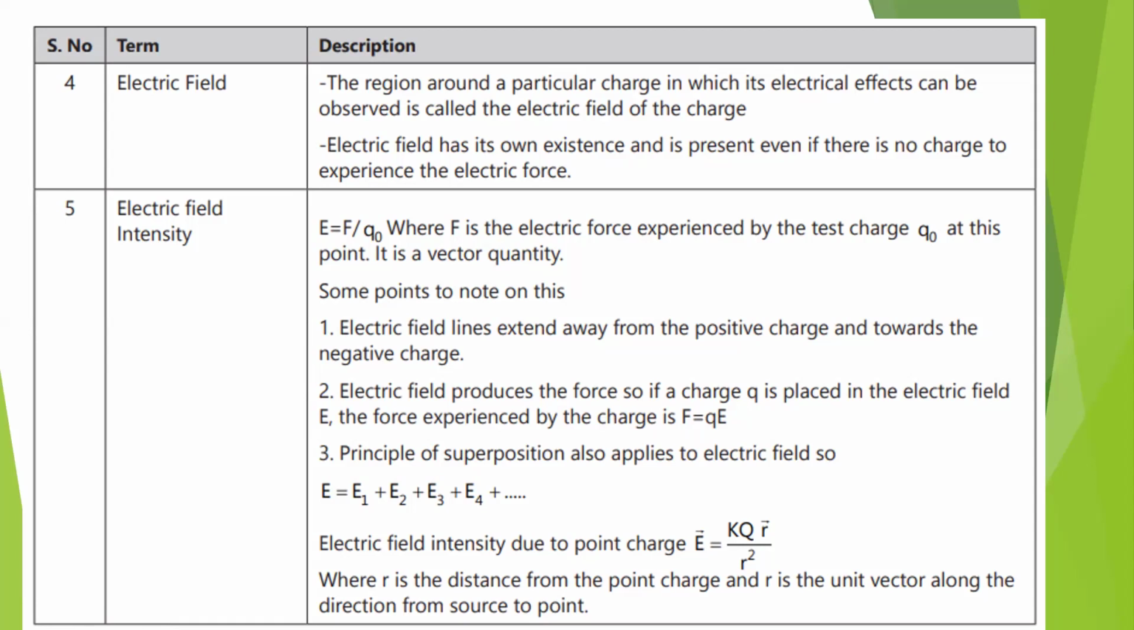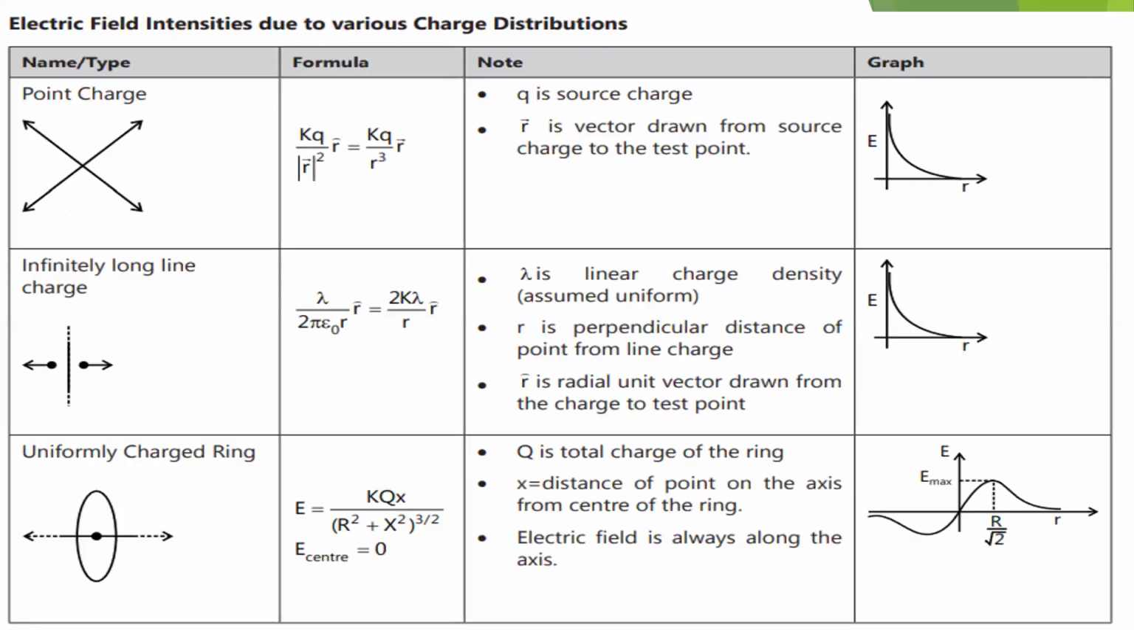And superposition also. Before that we discussed that charge obeys the superposition principle, whereas electric field intensity is also obeying the superposition principle. And electric field intensity due to a point charge, which means only one charge will be there, is E equal to kq r cap by r square, where r is the distance from the point charge and r cap is a unit vector along the direction from the source to the point.